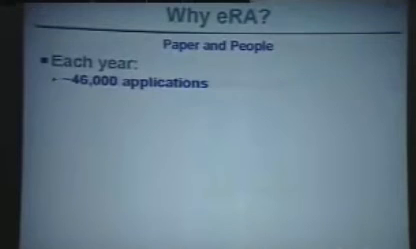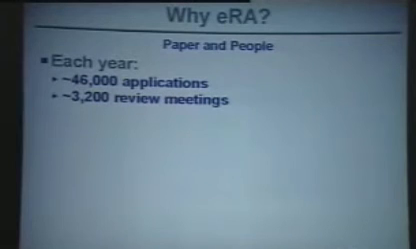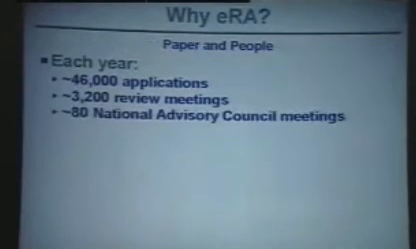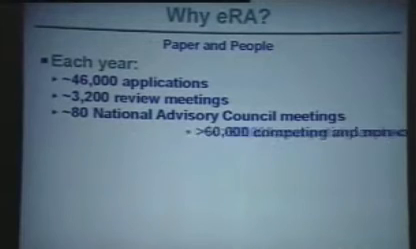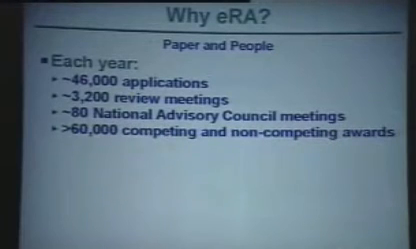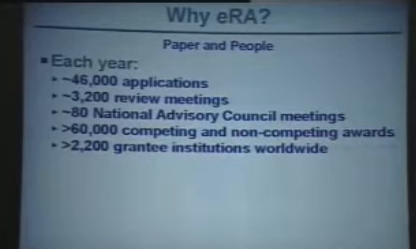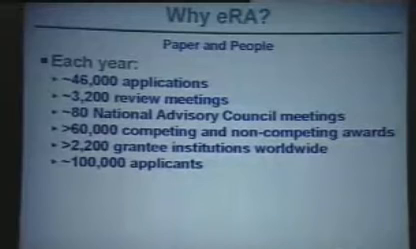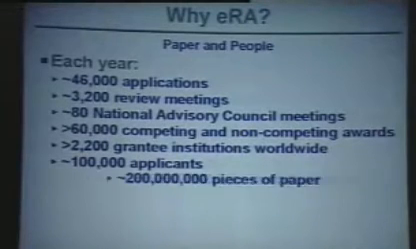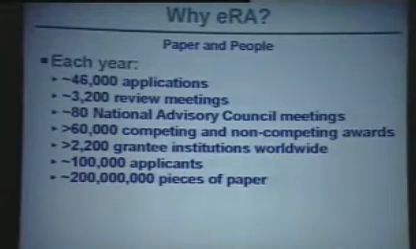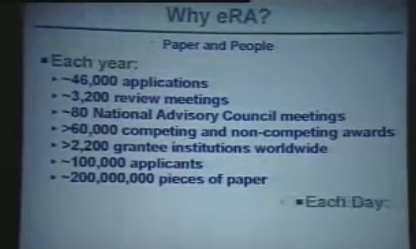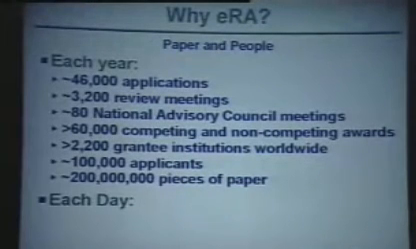But each year at the NIH, we have about 46,000 applications. It's a lot of paper. We have over 3,200 review meetings being conducted. We have about 80 advisory council meetings underway. We have over 60,000 awards that we make of competing and non-competing types. We have 2,200 grantee institutions around the world, not just in the United States. We have over 100,000 applicants, not all of whom are successful, but they're applicants nonetheless. We have about 200 million pieces of paper. 200 million. It would fill this table. Well, maybe a little more than the table.